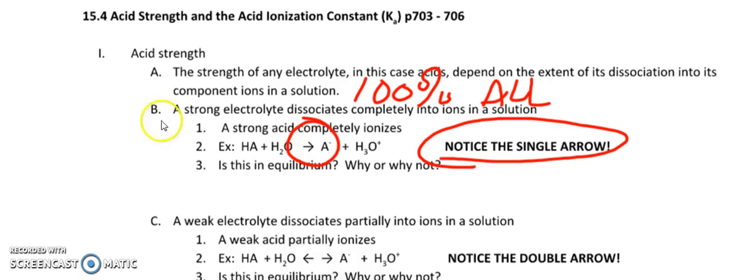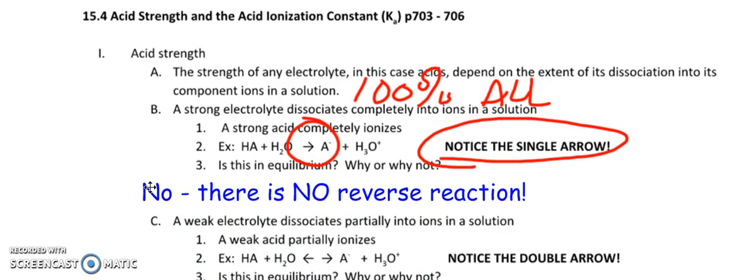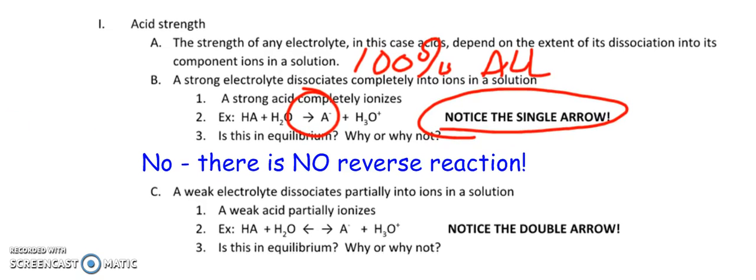So the question now is, is this going to be in equilibrium? Well, what do you think? The answer is no. It is not in equilibrium. Why not? There is no reverse reaction. If you have a strong acid right here, it will 100% ionize into A- plus H3O+. What does that mean? The A- will not grab an H+ from the hydronium and recreate this again. It won't work.